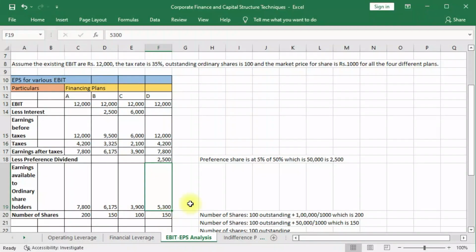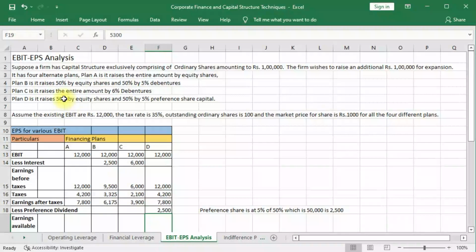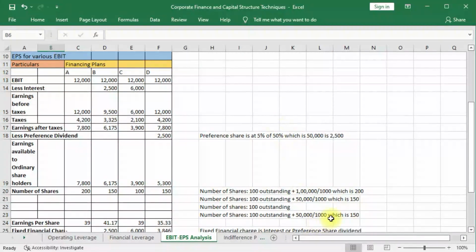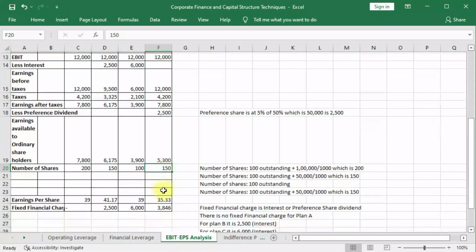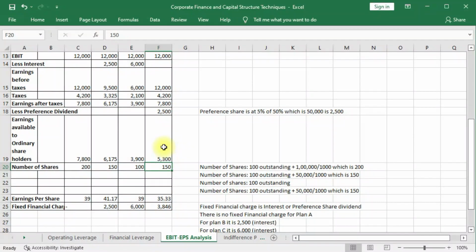What are the total number of shares? We are raising 50% by equity shares. So out of the total 100,000 which is needed for expansion, 50% is raised by equity shares, which would make it 50 shares. So totally 100 outstanding shares plus 50 shares would be 150 shares. So that is the number of shares. Now the earnings per share is the earnings available to ordinary shareholders, 5,300, divided by 150, which will be 35.33.